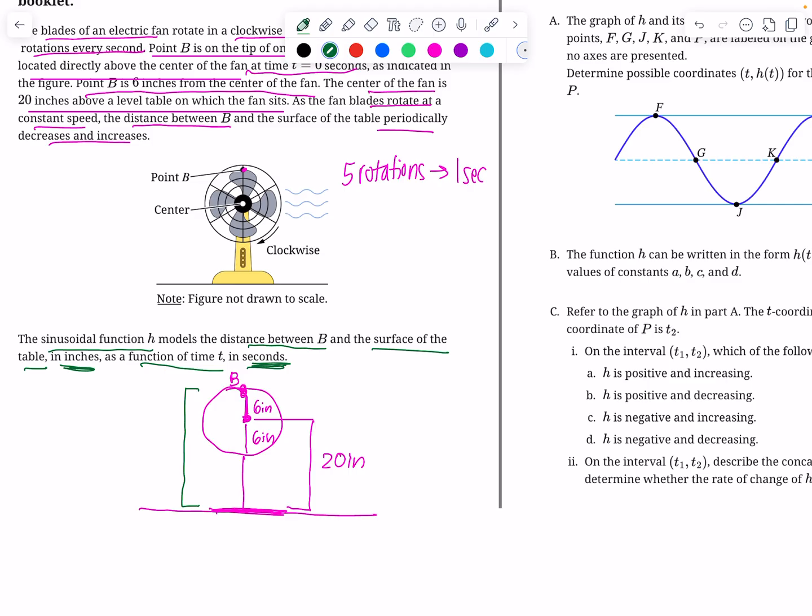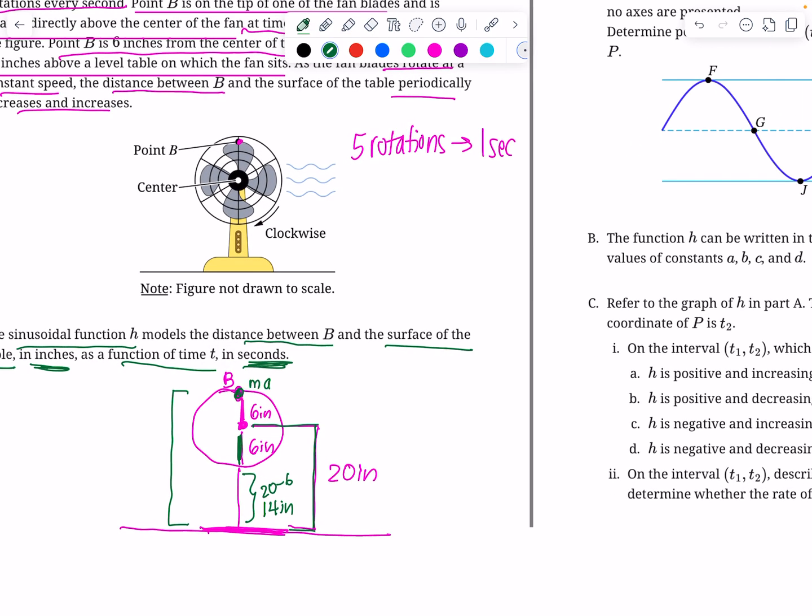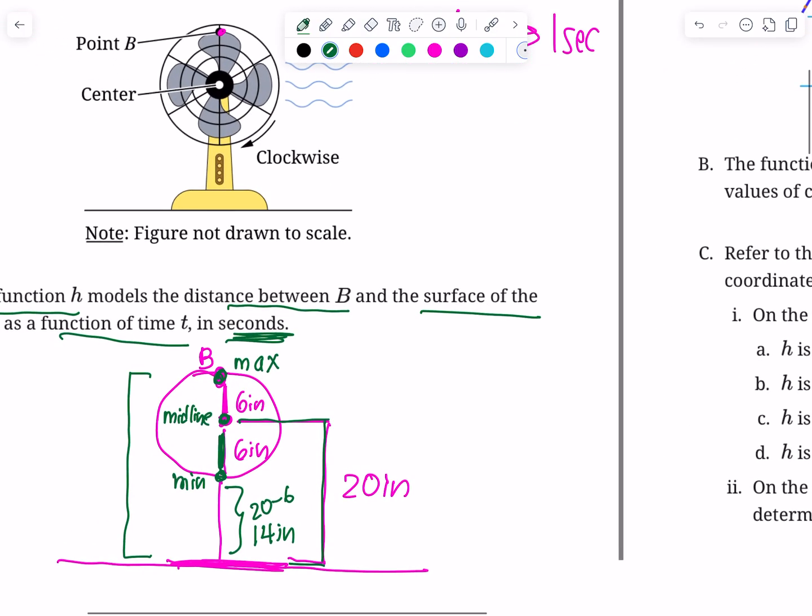All right, let's fix this information up a bit before we proceed. So we already know from the center to the tabletop, it's 20 inches. And we know that this radius right here is 6. So to find this, we do 20 minus 6, which is 14 inches. All right, so another thing I would like to discuss is that this would be our maximum, and this here would be our midline, and then this here would be our minimum.